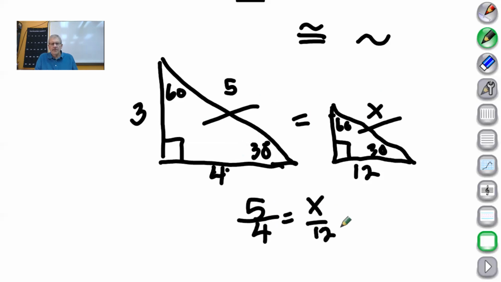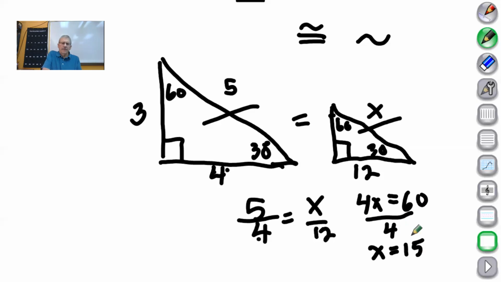And then all we've got to do is solve this. To solve this, we're just going to multiply cross products. 4 times x, 4x. The product of the extremes is equal to the product of the means. 5 times 12 is 60. Divide both sides by 4. X is 15. And it should come out to 15.